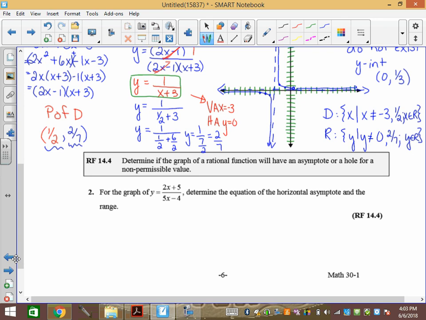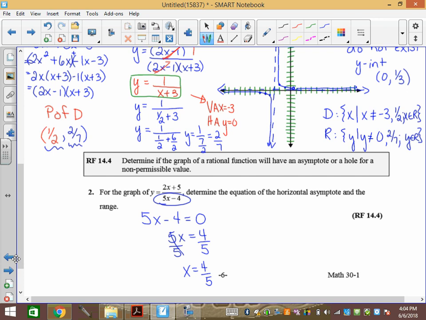All right, this one says determine if the graph of a rational function will have an asymptote or a hole, point of discontinuity, for a non-permissible value. So for the graph of y equals (2x plus 5) over (5x minus 4), determine the equation of the horizontal asymptote and the range. We're not getting a point of discontinuity because 5x minus 4 does not cancel. If I solve it out, I get 5x minus 4 equal to 0, 5x equals 4, divide by 5, x equals 4/5. Now, that's a problem because that value, if I plug it into my denominator, is going to make my denominator 0, which actually makes it a non-permissible value. So that's why the domain would be x cannot equal 4/5.